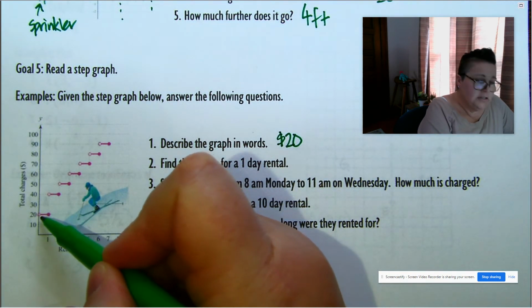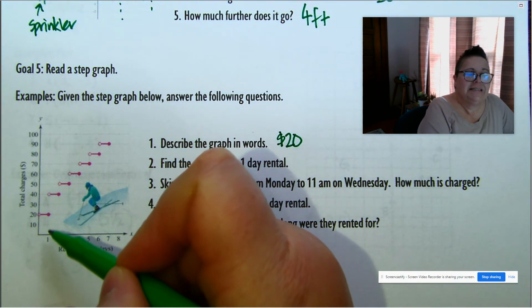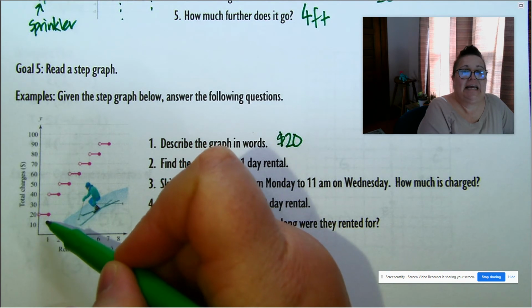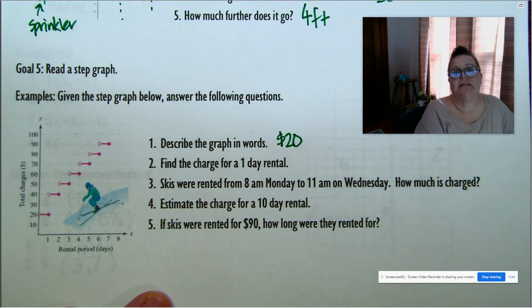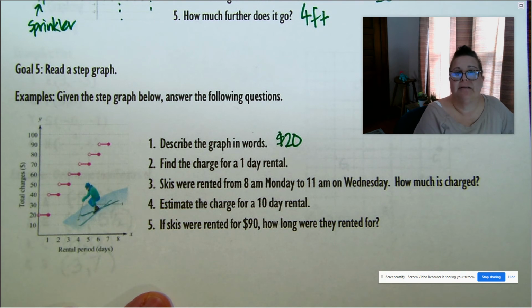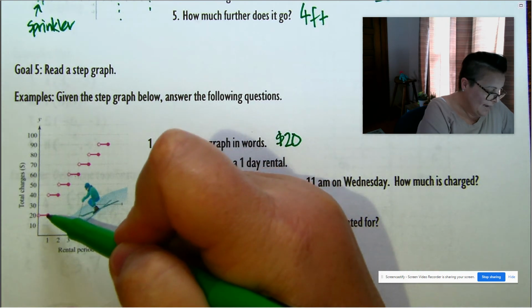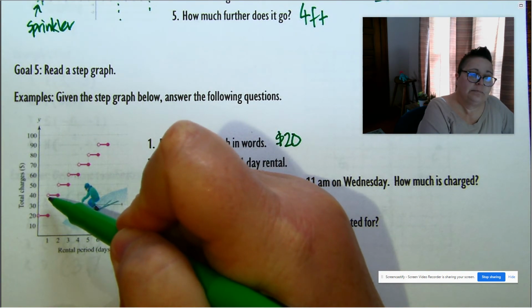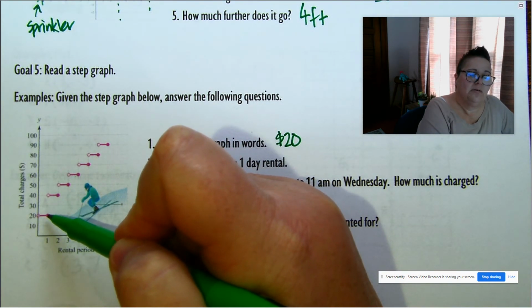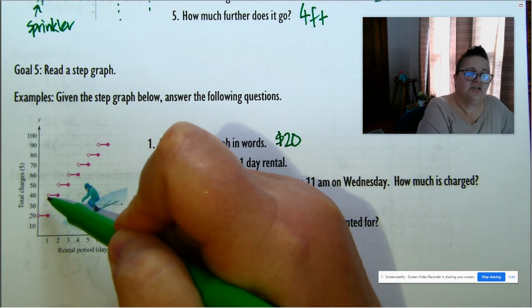Now, the straight line here, the step, means that anything less than a day still gets charged $20. So even if you were only going to rent the skis for 45 minutes, you would still pay $20 for the rental. They don't prorate it based on the number of hours. It's solely the number of days. If you've had them for any time in a single day, you're paying $20. So at one day you're paying $20 and the next jump is $40.